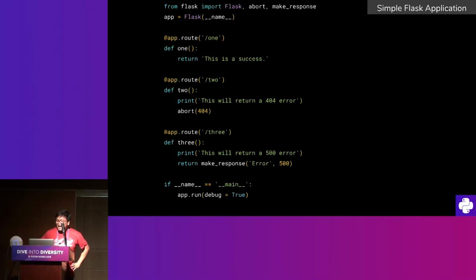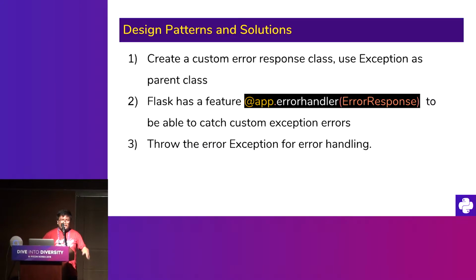Sorry. First, we're going to go back to the first example. The first example is the Flask-based application. The problem is, Route 2 and Route 3 do the same thing, the same behavior. And the solution, if you're using Flask, you might be familiar with this. We can create a custom error response class. And then, since Flask has a feature called app.errorhandler, we can catch everything into one.